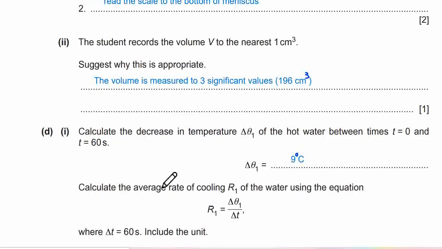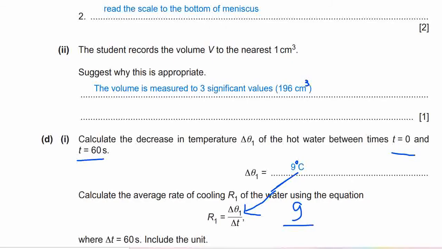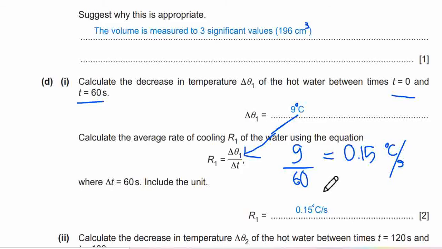So we move on. Calculate the average rate of cooling R1 of the water using the equation R1 equals delta theta 1 over delta T, or time. So delta theta 1 is 9 degrees over delta T, which is T equals 0 to T equals 60. So 60 minus 0 is 60. So it's 9 over 60. It will be 0.15 if we convert on the calculator. The unit will be degrees Celsius per second. So we type our answer: 0.15 degrees Celsius per second.